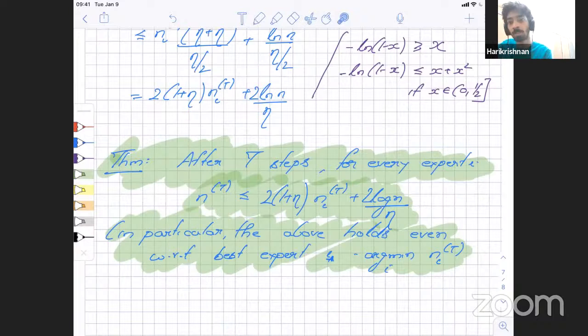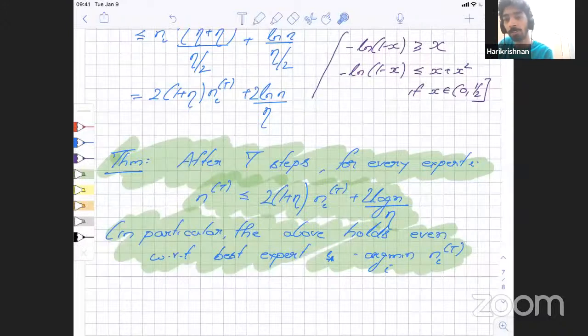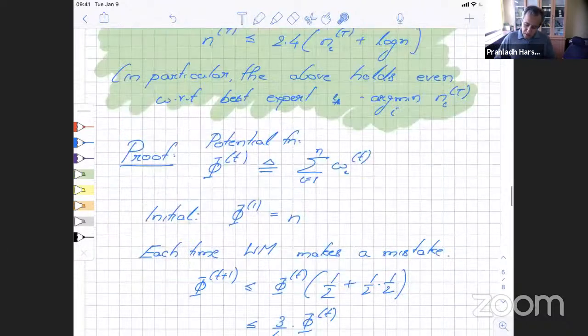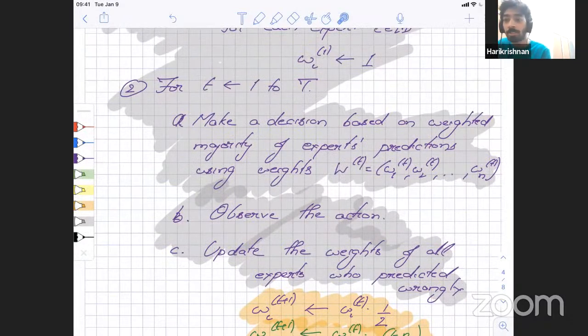I have a question. Sure. So the updation only happens when we make a bad decision, right? Yes. So there is another possibility: even if we make a good decision, there will be some experts who make bad decisions. So we can penalize them. We are penalizing them. The algorithm, if you recall, updates the weights of all experts who predicted wrongly. Each time an expert got it wrong, you are penalizing them.